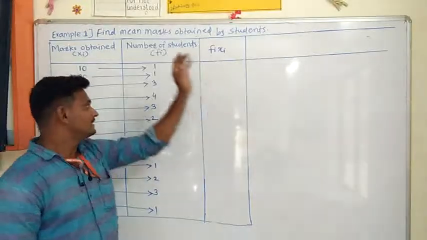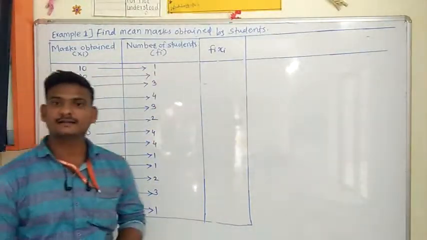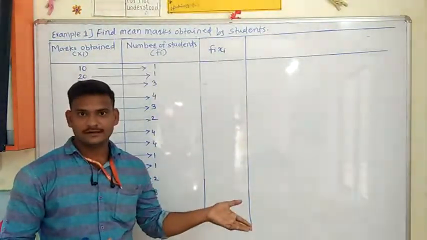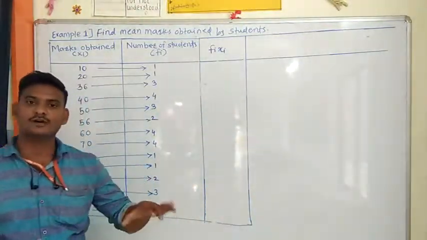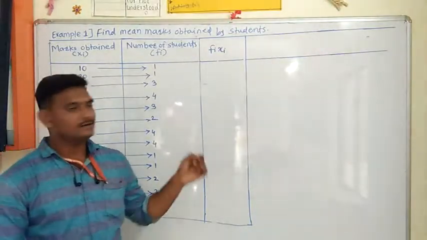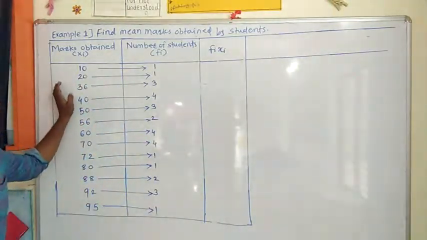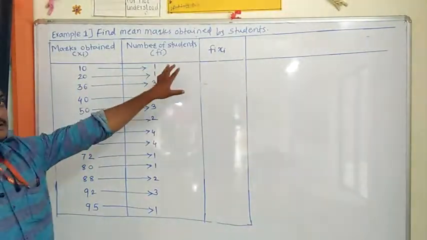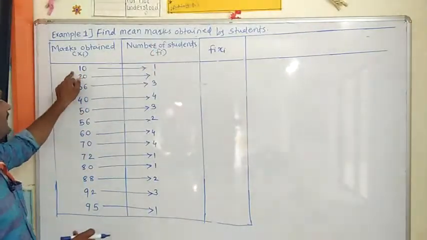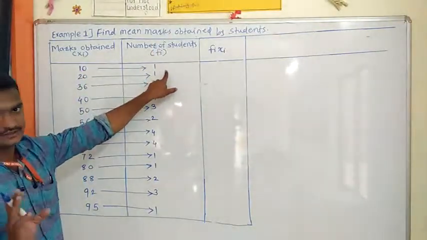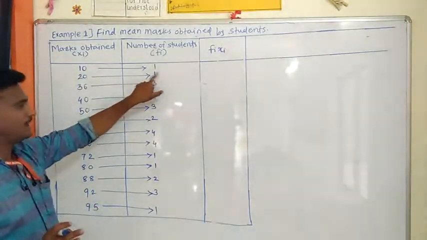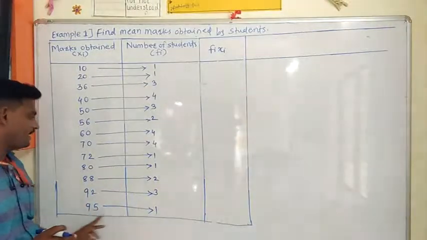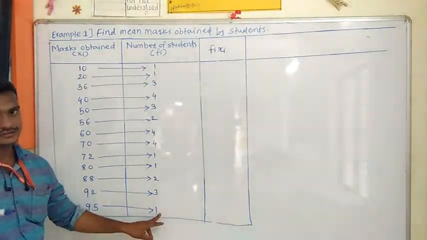I have not written the entire question. There are 30 students in a class 10, and a mathematics paper of 100 marks has been conducted. The marks obtained by each student are given in these columns: the marks obtained and the number of students. For example, 10 marks were obtained by one student, 20 marks by one student, 36 marks by three students, and like this up to 95 marks obtained by only one student.